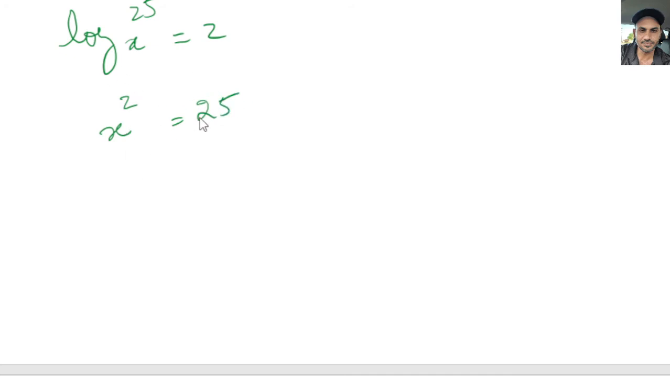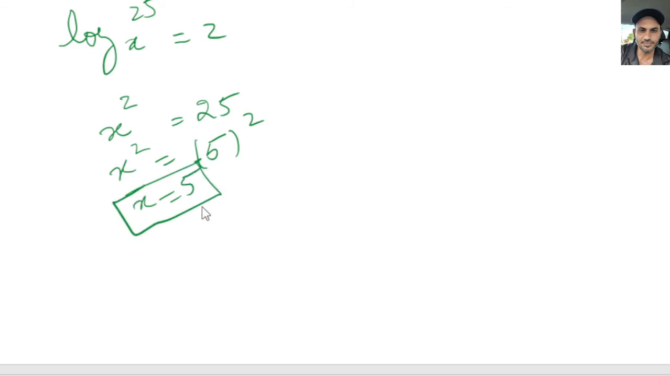Okay, so x squared equals 25. Now we know that if x squared equals 25, x would be the 5 square. So if the exponents are the same, the bases are the same, x equals 5, or you can just take the square root. That would be basically 5 right there.